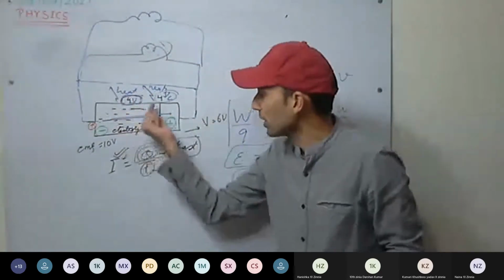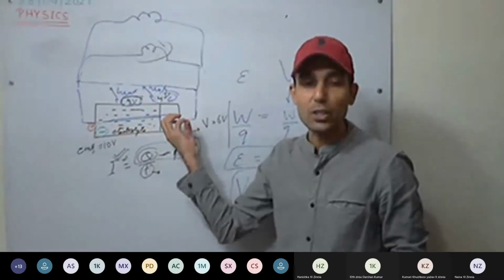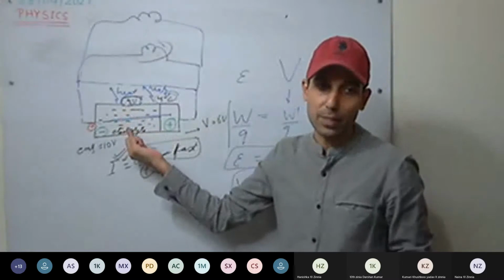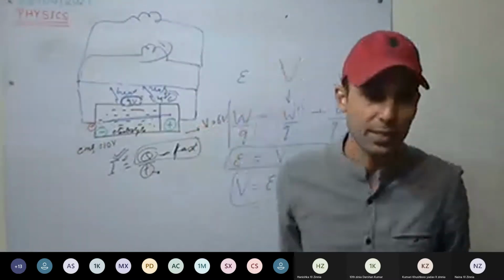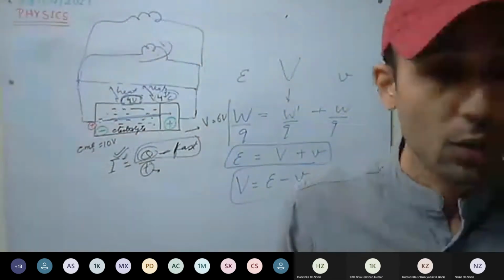Because this voltage drop is changing. And the more charge flows, the faster they flow, the more voltage drop will take place. So less terminal voltage will be available. Okay. Is this clear? Yes, sir.